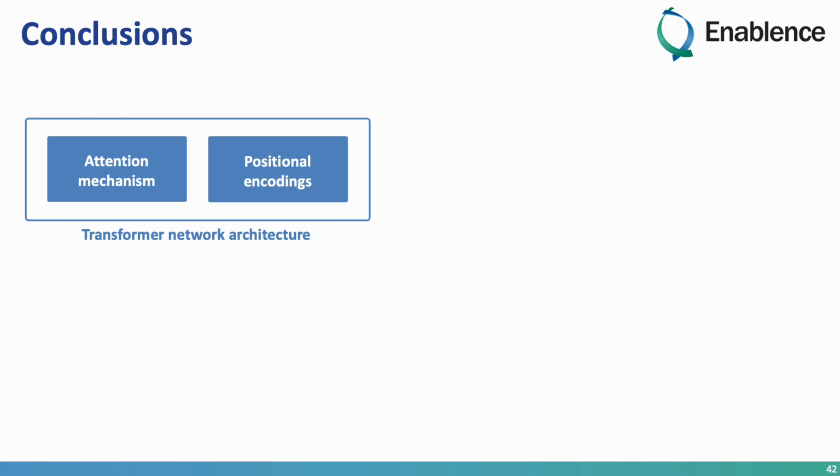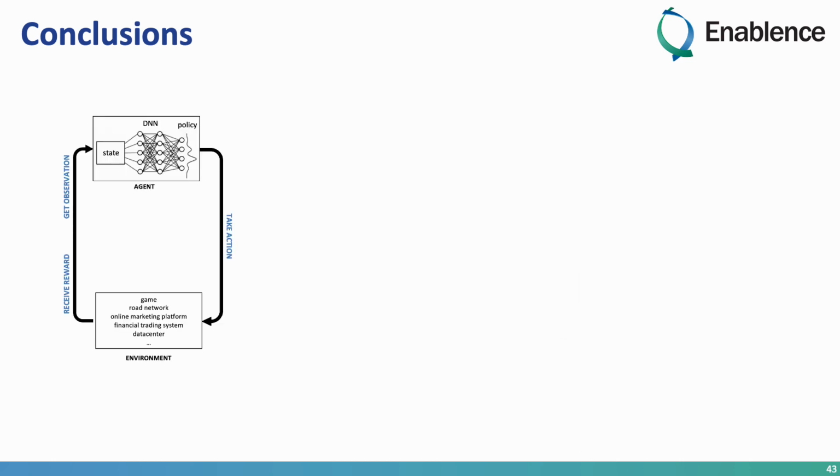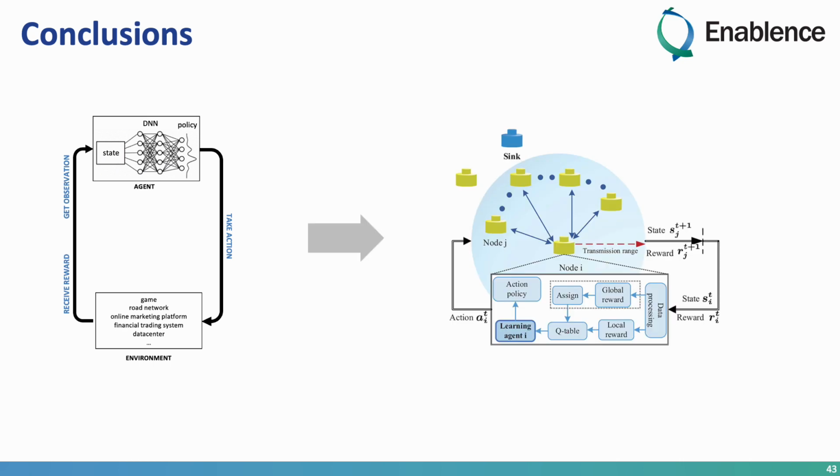We talked about the burden of data collection and how it can be alleviated by the use of unsupervised and semi-supervised learning strategies. In this context, we talked about the transformer architecture and its most famous example of ChatGPT, as well as a conceptually similar setup used for inverse design in optical multilayer thin film structures. And we talked about reinforcement learning and how a multi-agent reinforcement learning scheme was used to develop an efficient routing algorithm for underwater optical wireless sensor networks.